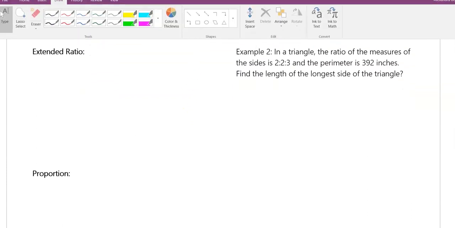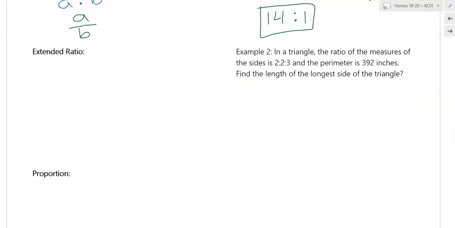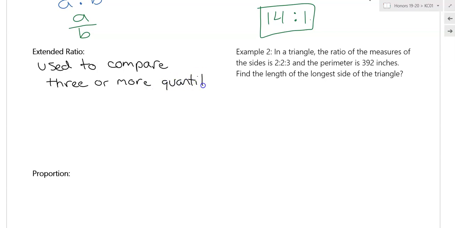All right, the next thing we're going to look at is an extended ratio. An extended ratio is just used to compare three or more quantities. So we go back to a school example. I could say, I want to know students to teachers, but then also to administrators or principals, you know what I mean? So you could add another aspect to it.